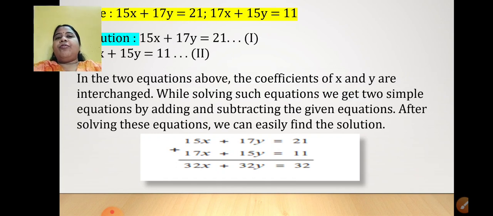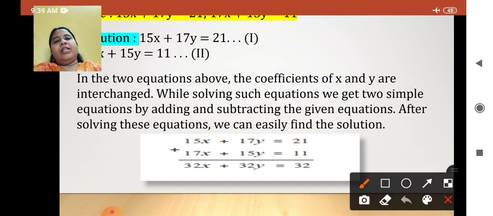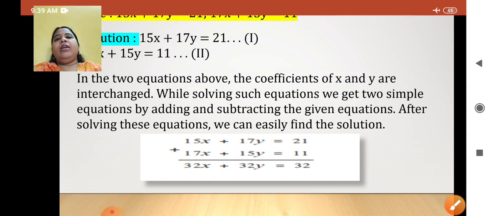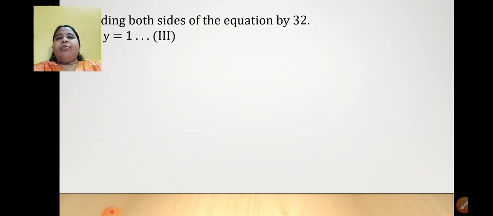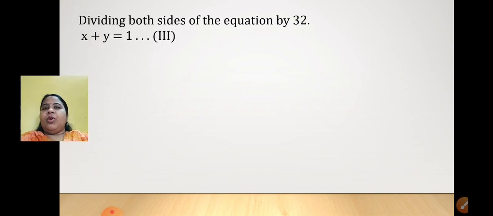Okay. Now see, in the first step, we are going to add these two equations. So by adding, what do I get? 15 plus 17 is 32x, and 17y plus 15y is 32y, and 21 plus 11 is again 32. Now I hope you can see that there is a common 32. So my next step will be dividing throughout by 32. Always try to reduce the equations wherever possible so that calculation becomes easy. So our next step will be dividing both sides of the equation by 32. So it will reduce to x plus y is equal to 1.